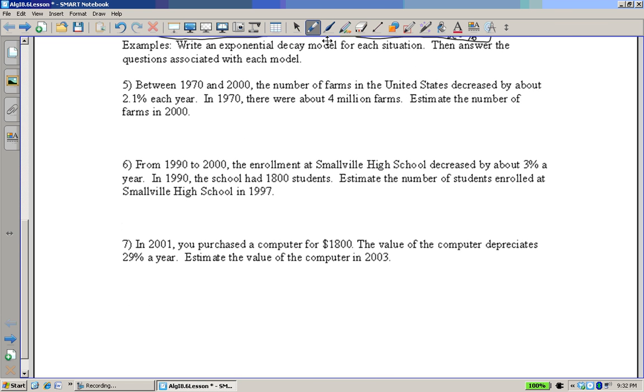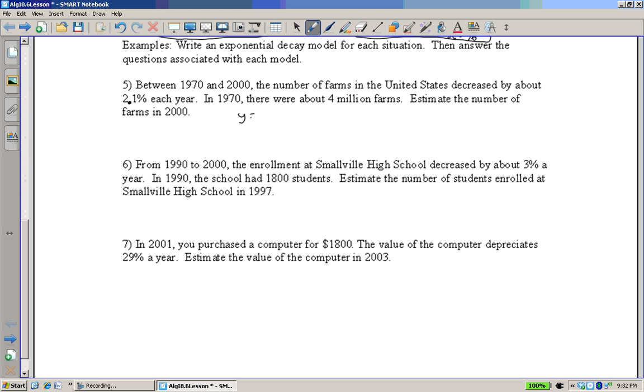And we want to write an exponential decay model for each situation that answers the questions associated. Between 1970 and 2000, the number of farms in the U.S. decreased by about 2.1% each year. In 1970, there were about 4 million farms. Estimate the number of farms in 2000.